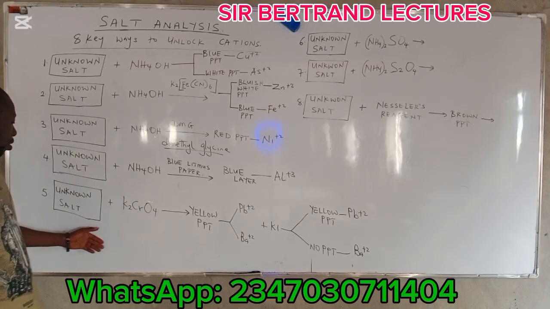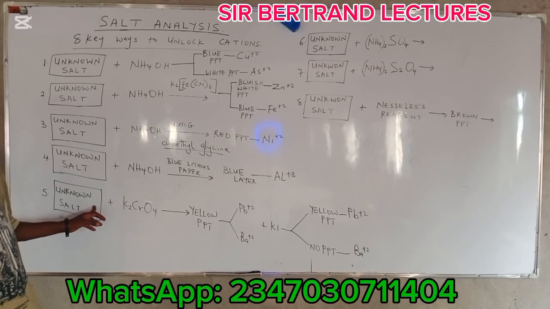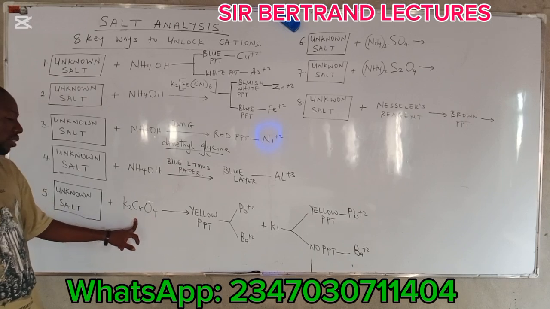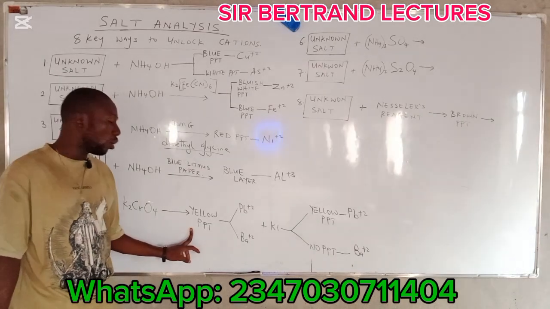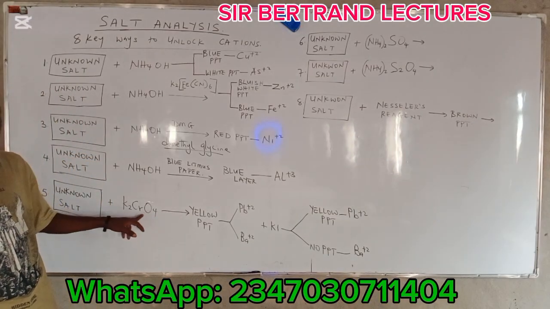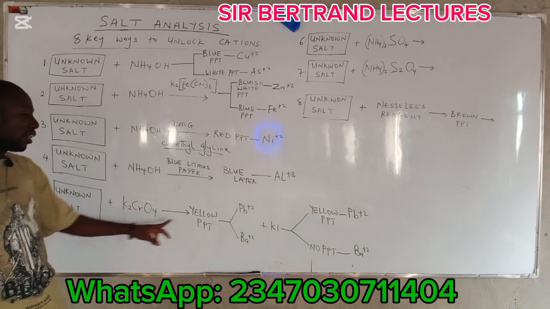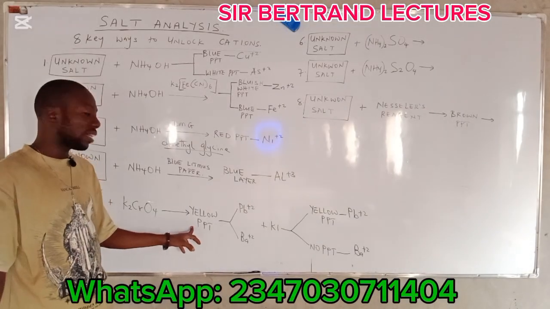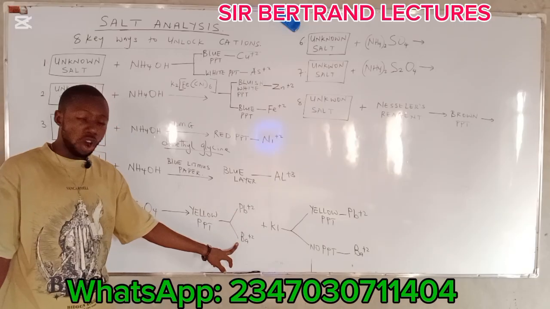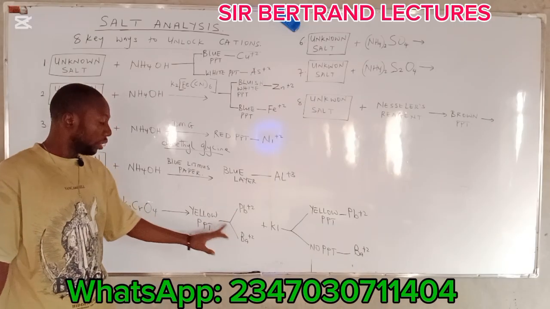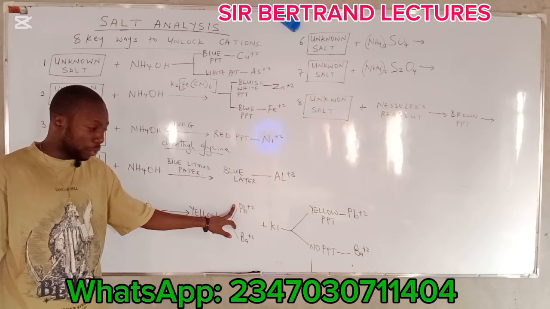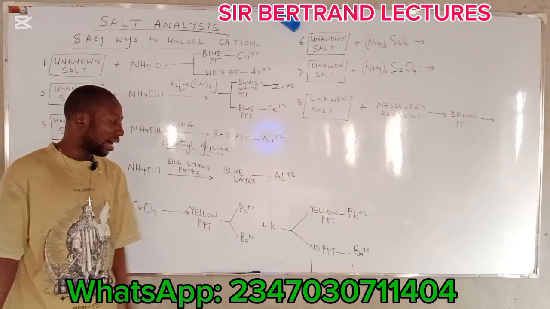Now, here, to an unknown source sample, you added potassium tetraoxochromate. It's going to give yellow precipitate. After you must have added potassium tetraoxochromate to the unknown source sample, it will give yellow precipitate, and that yellow precipitate indicates lead ion or barium ion. You understand? If it gives yellow precipitate, it shows that it's either lead ion or barium ion.